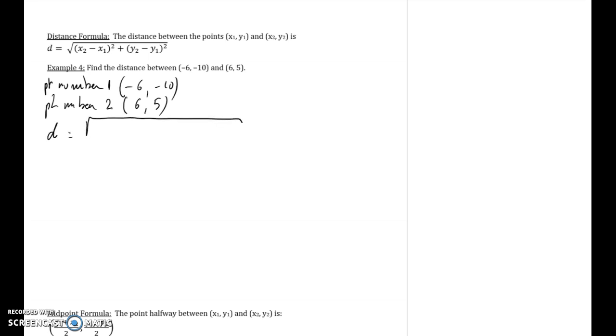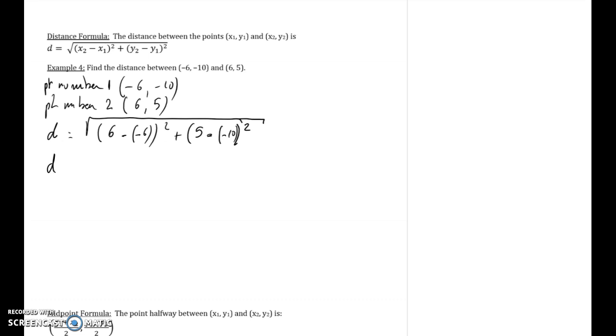square root. So x2, 6 minus x1, because x1 is -6, I'm going to use a parenthesis, square, plus y2, 5, minus -10. It is a negative number. I'm going to use a parenthesis. I'm going to extend my square root, and I'm going to write square.